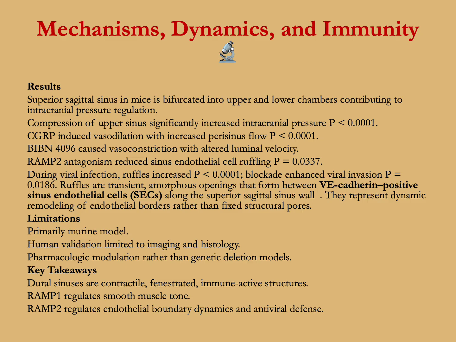RAMP2 antagonism reduced sinus endothelial cell ruffling, p-value 0.0337. During viral infection, the ruffles increased, p-value less than 0.0001. And the blockade enhanced viral invasion, associated with a p-value equivalent to 0.0186. These ruffles are transient amorphous openings that form between VE-cadherin positive sinus endothelial cells along the superior sagittal sinus wall. They represent dynamic remodeling of endothelial borders rather than fixed structural pores.